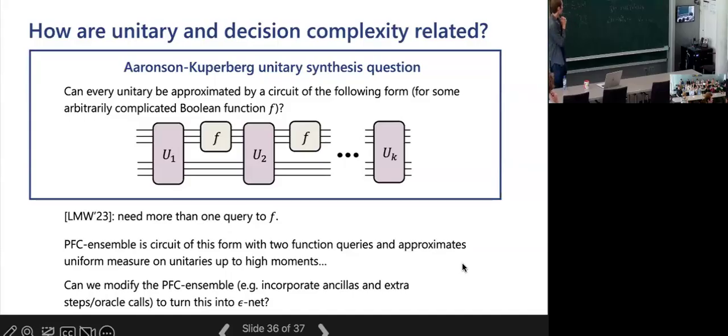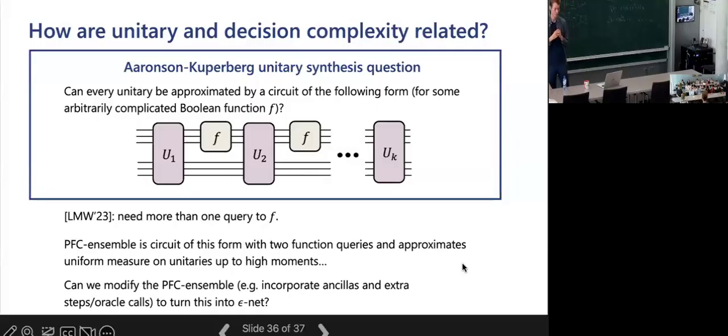So basically the question that I would like an answer to, and that I've been thinking about, and that I would invite all of you to think about, is: can we somehow modify this PFC ensemble, maybe add more ancillas, maybe add more steps or something, to boost this from just a very good T design to actually an epsilon net? And with that, have a positive resolution to this unitary synthesis question.